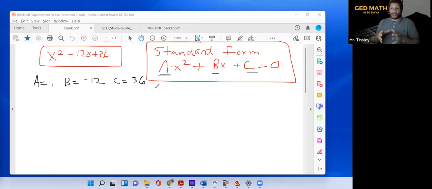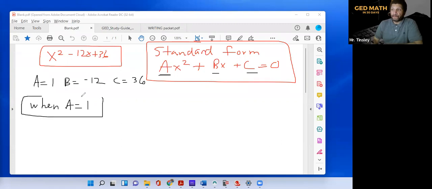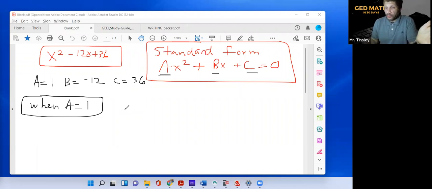So what I'm about to show you is how to factor a quadratic equation when a is equal to 1. This does not work when you have 2x squared or 3x squared or 4x squared. It only works for x squared, p squared, t squared, when a is equal to 1. Now, if a is 1, I want you to find the factor pairs for c.